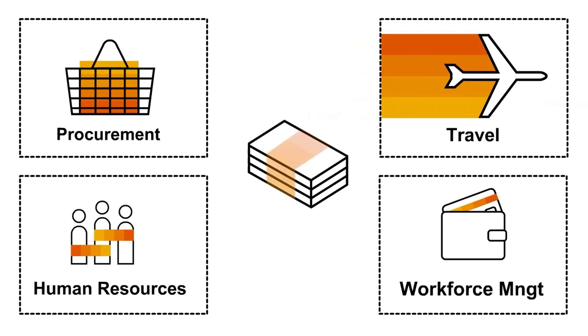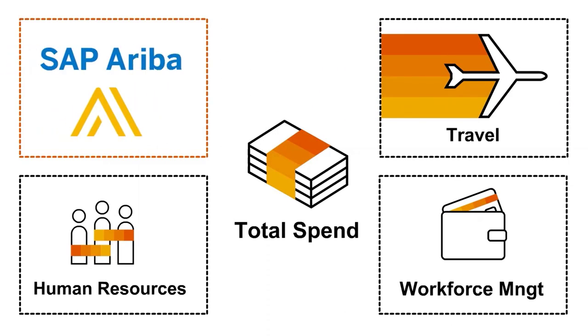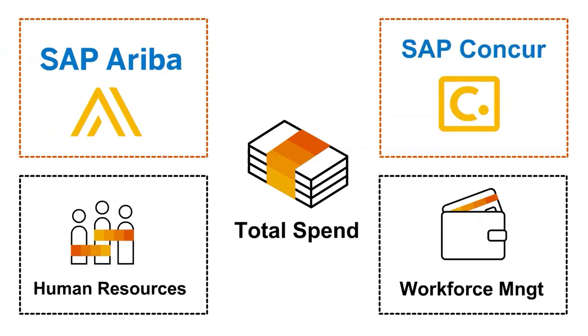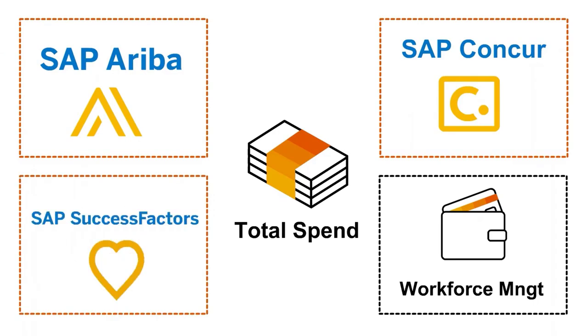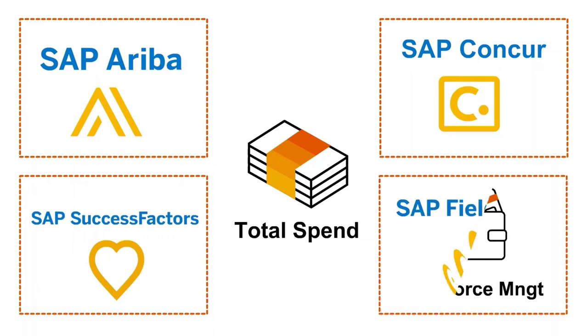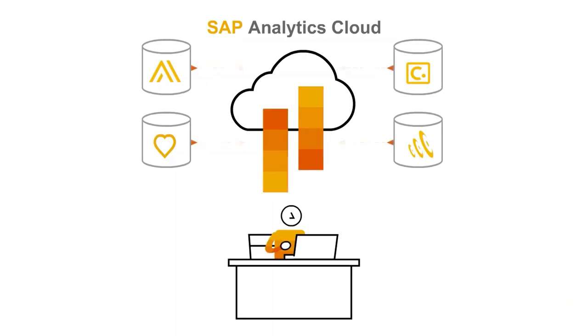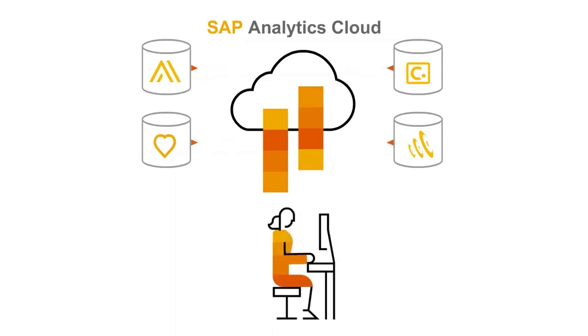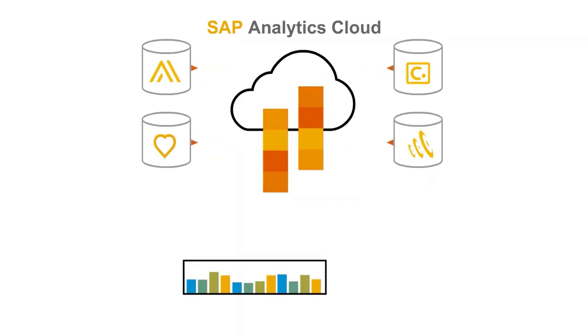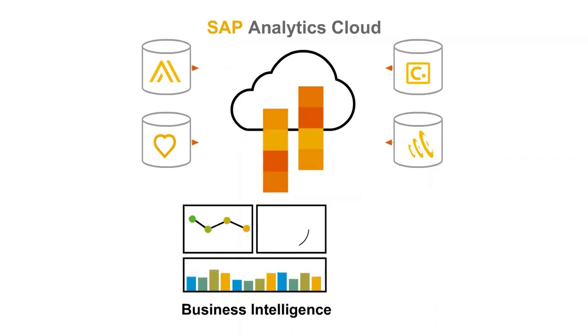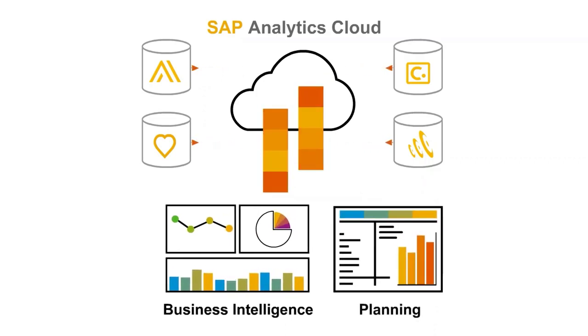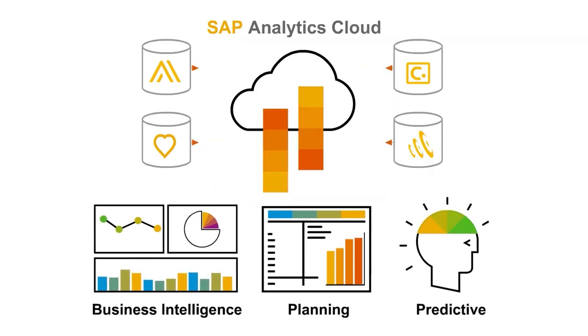Let's assume that in your total spend scenario you use Ariba for procurement, Concur to manage your travel expenses, SuccessFactors for personnel, and Fieldglass to keep track of the external workforce. You can use SAP Analytics Cloud as your single source of truth by connecting to and evaluating data from these data sources. The unique One Simple Cloud approach allows SAP Analytics Cloud to deliver BI, planning, and predictive functionality in a seamless experience for all spend categories across the company.